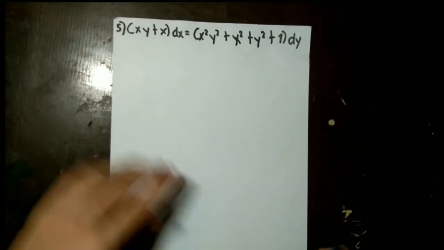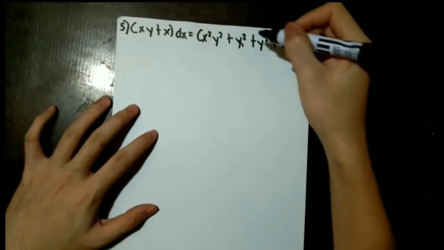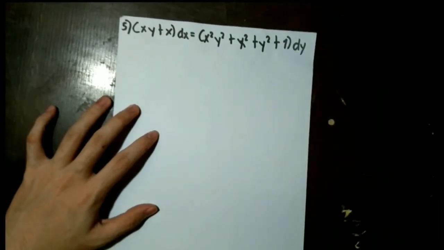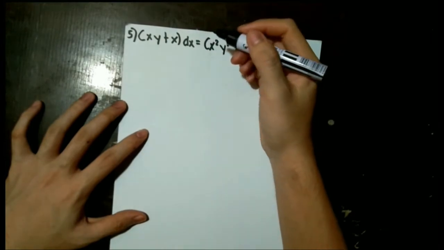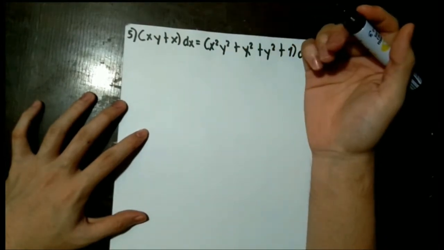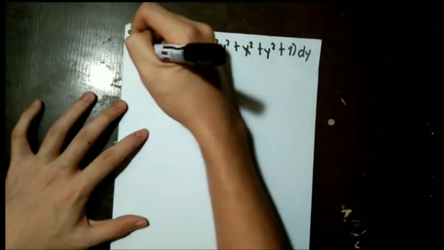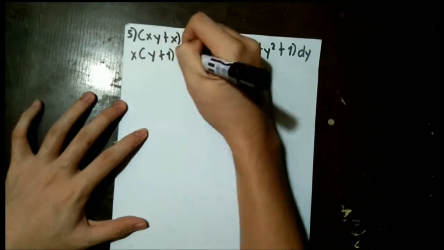For number 5, xy plus x dx is equal to x squared y squared plus x squared plus y squared plus 1 dy. So, pag nakita tayo ng ganitong problem, isolve natin to sa pamamagitan ng distributive tsaka factoring by grouping. So, sa distributive, pwede natin ilabas yung x dito. So, ang matitira is y plus 1 dx.